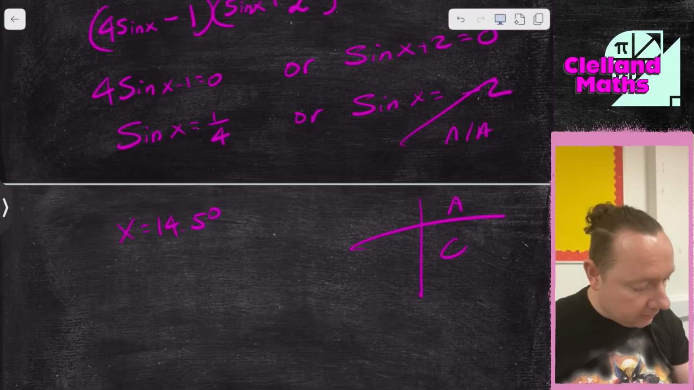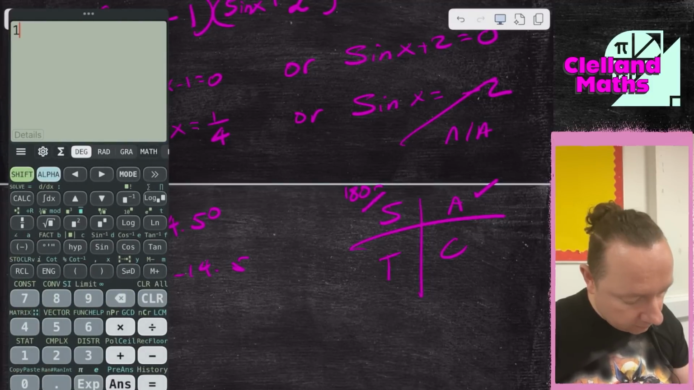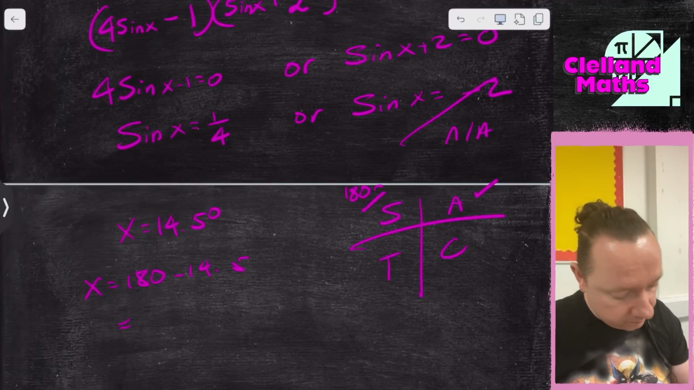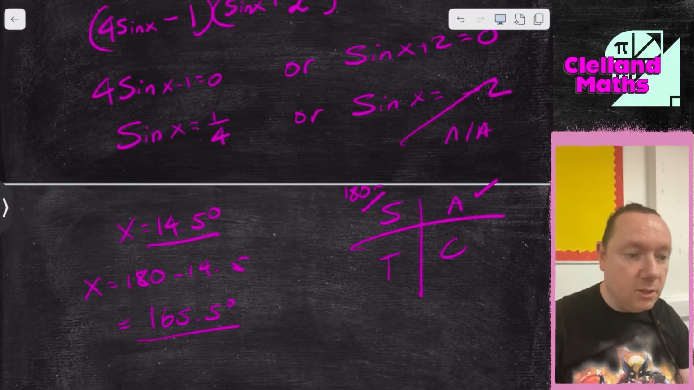So standard way, CAST diagram, sine is positive, so I'll do 180 minus. So x equals 180 minus 14.5, which is 165.5. And we're only to do it between 0 and 360, so there's only 2 answers, so we're done there.